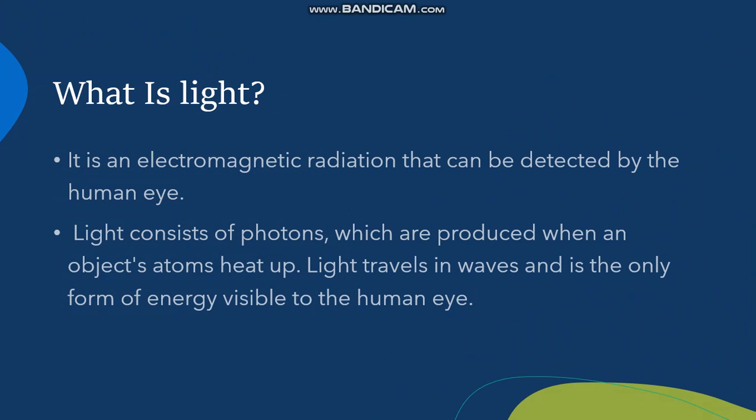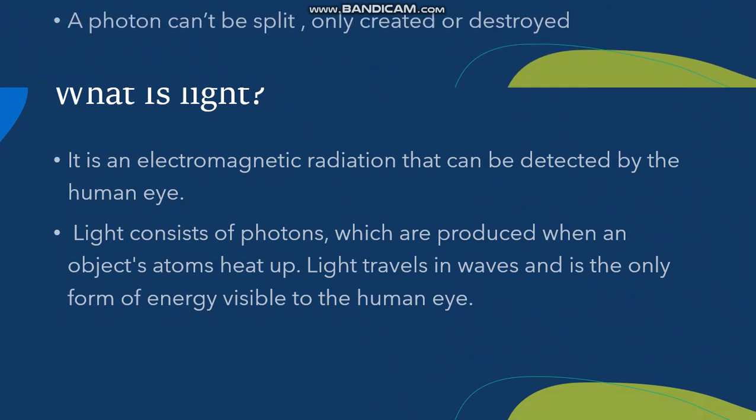What is light? It is an electromagnetic radiation that can be detected by the human eye. Light consists of photons, which are produced when an object's atoms heat up. Light travels in waves, and it is the only form of energy visible to the human eye.